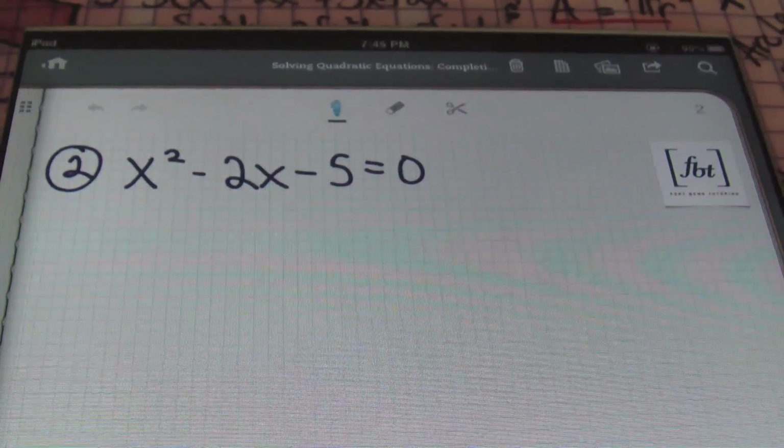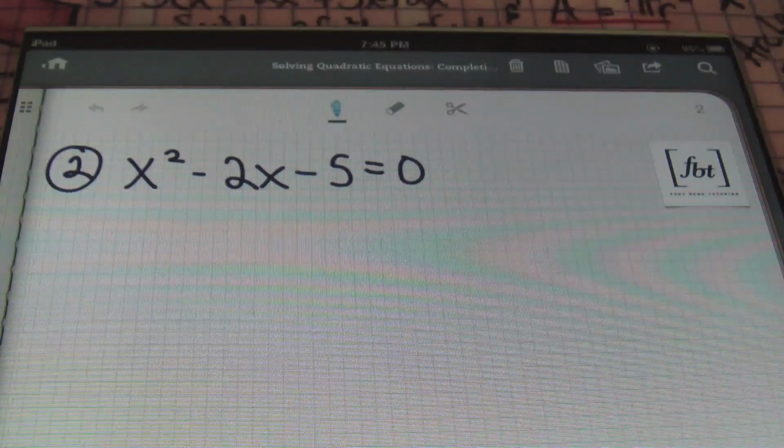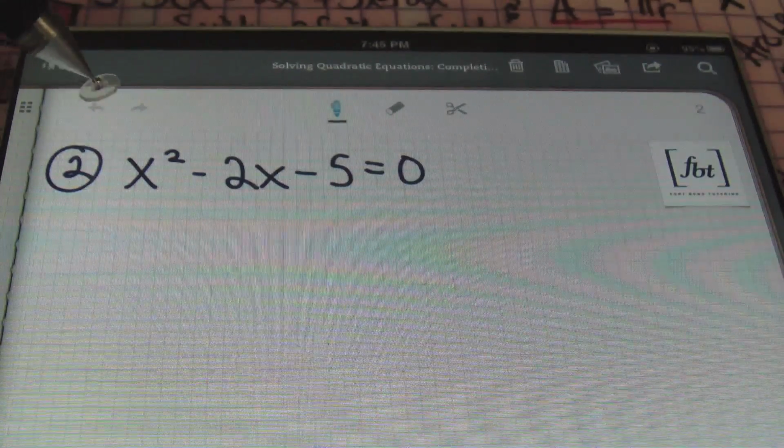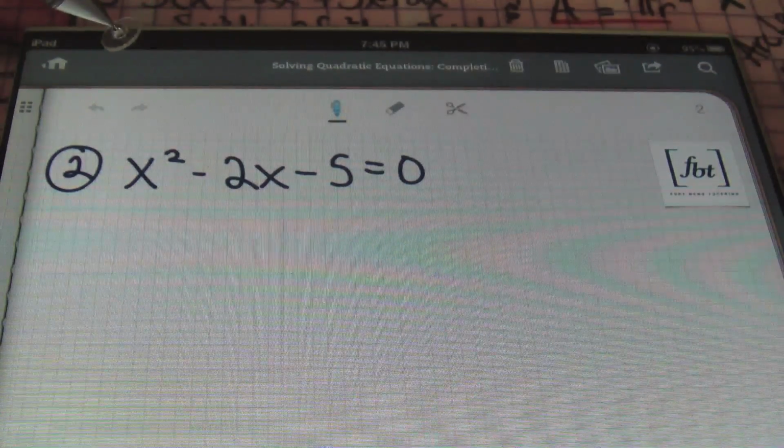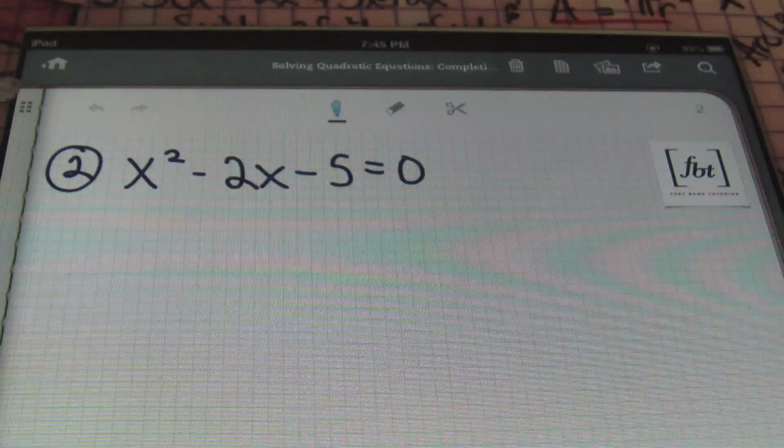In problem number 2 here, we have x squared minus 2x minus 5 equals 0. So once again, I'm looking at this first coefficient hoping that is 1 because that means I don't have an extra step. And it is 1. Fantastic.